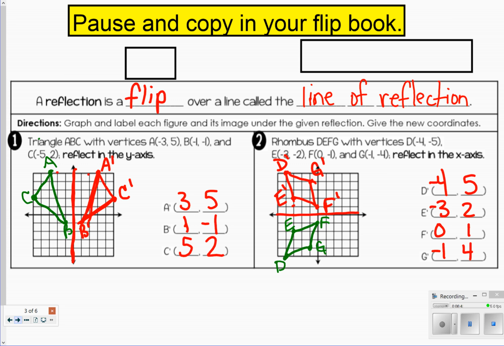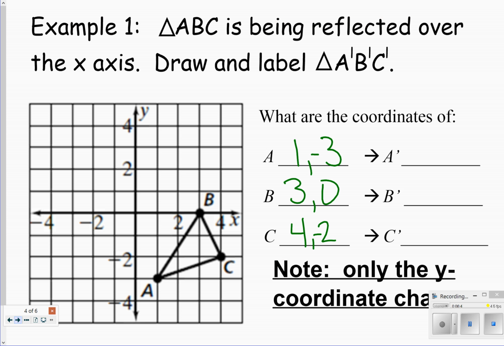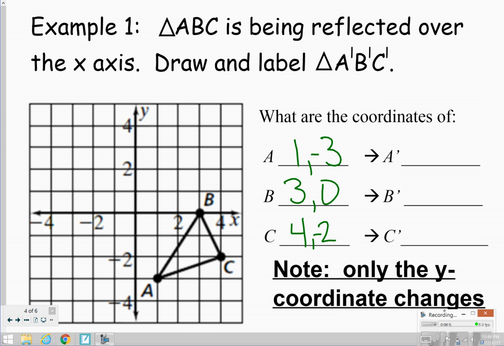All right, let's move forward. Let's do a few more examples. This one's not in your flip book, but I encourage you to do this along with me. Kind of follow along, pause the video if you have paper that you want to practice on, or jump ahead and see if you can get the points before I put them down. That would be awesome. So we have the pre-image triangle ABC is being reflected over the x-axis.